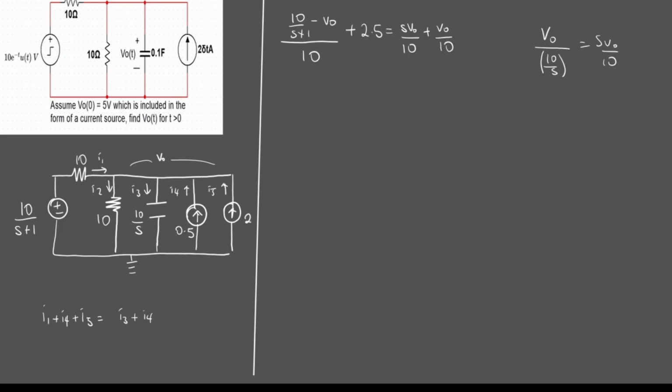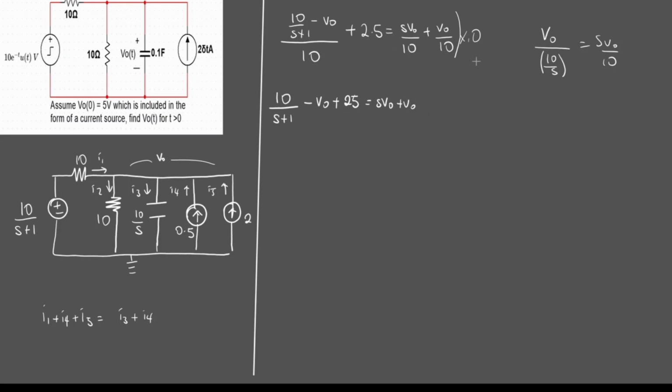Okay, as fast as possible, we try to get rid of the denominator. So we're going to multiply this entire thing by 10. That's going to be 10 over S plus 1 minus V0 plus 2.5 plus 25, actually. Just multiply by 10 plus 25 is going to equal SV0 plus V0.